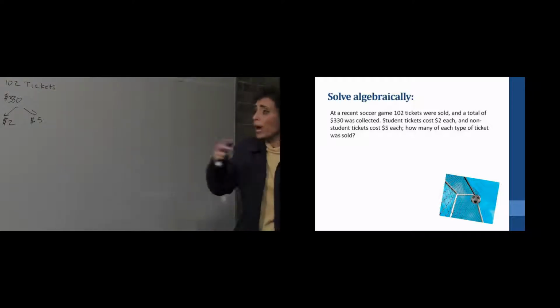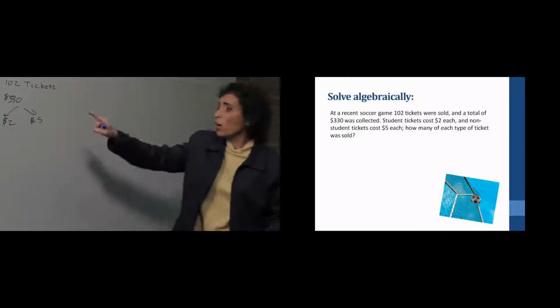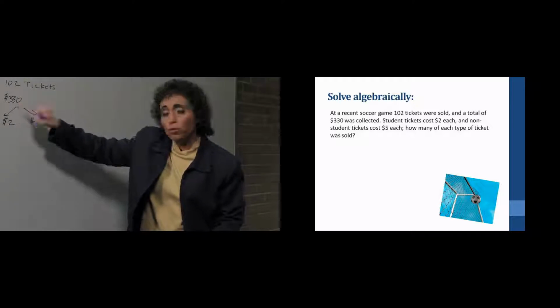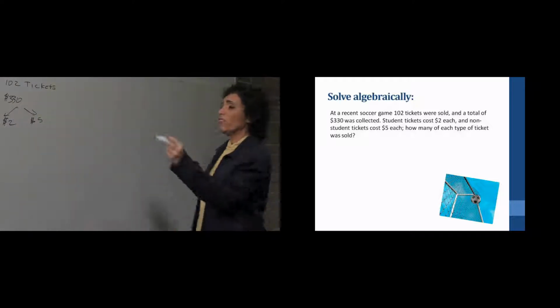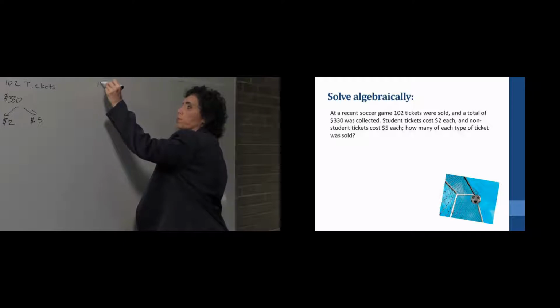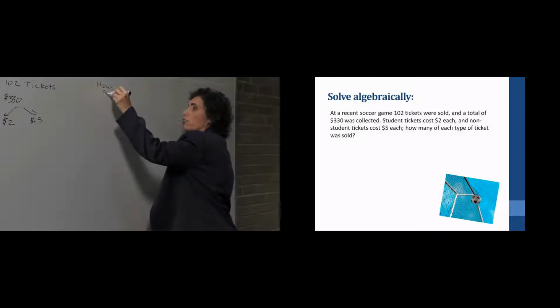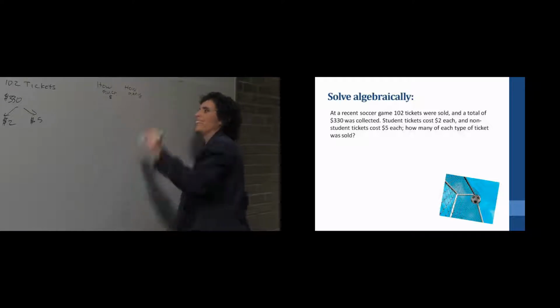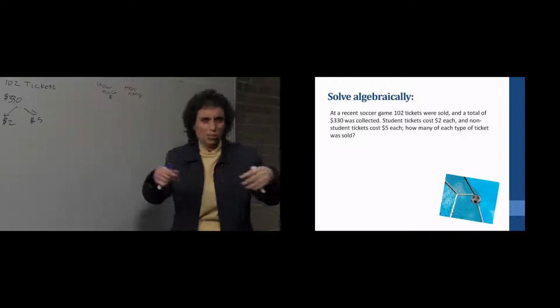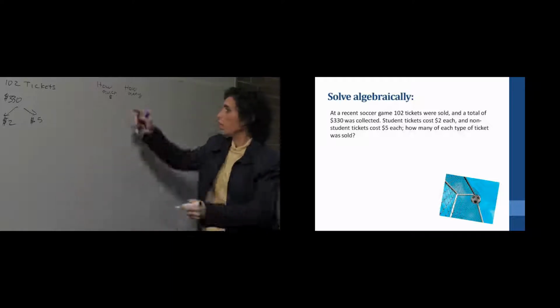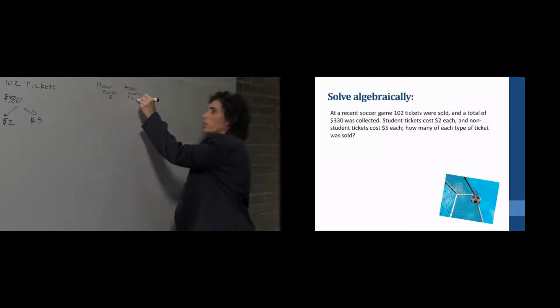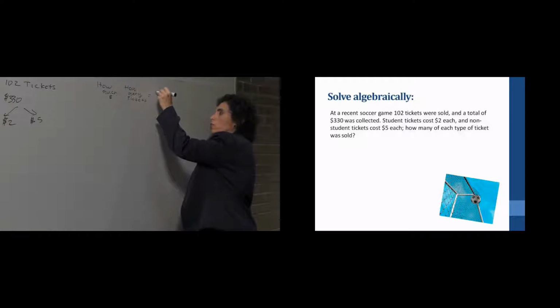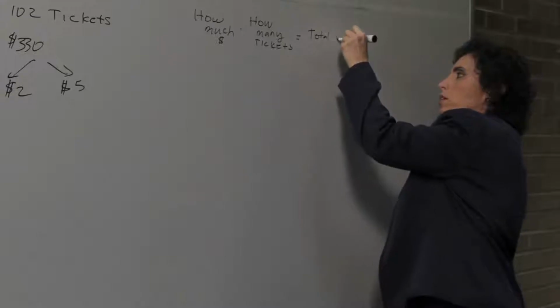This is a how much times how many problem because we're trying to get this total value of 330. Now, let's see how this one's different from the one we just did. It's going to be how much money times how many what, how many tickets. It's got to make sense. You wouldn't say how much tickets, it doesn't make any sense. So how much money, how many tickets equals total value.